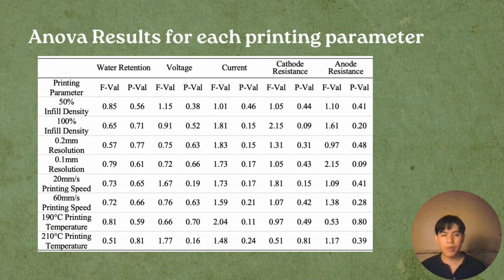So a detailed analysis of printing parameters reveals a minimal impact on the response variables. Infill density, resolution, speed, and temperature also show low F values and high P values, indicating no significant effect on water retention, voltage, or current. While cathode and anode resistance show slight differences, these were also not statistically significant. So overall, the printing parameters had a negligible influence on the performance metrics in this study.